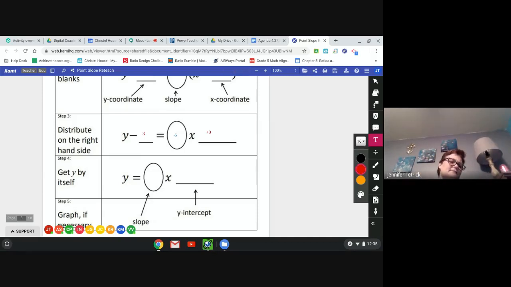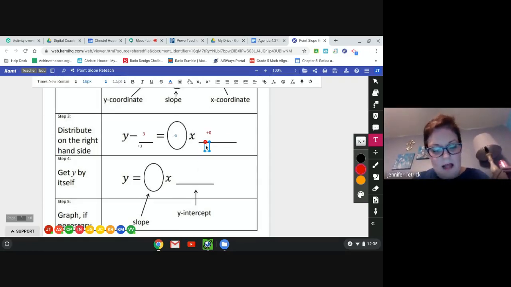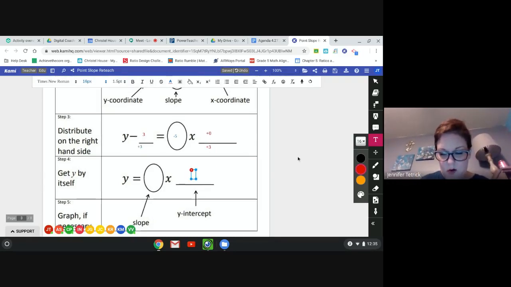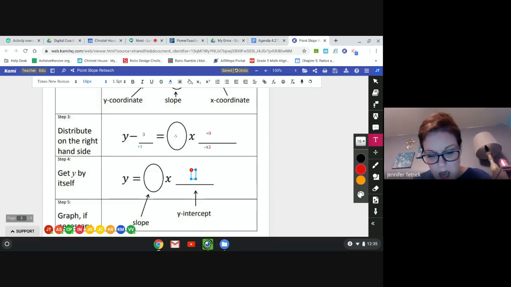When the y is over here, I want it by itself. I gotta do something to this 3 that's on the wrong side. Someone tell me. Add 3 to both sides. So I do +3, that gives me +3 here, right? And what is my slope?